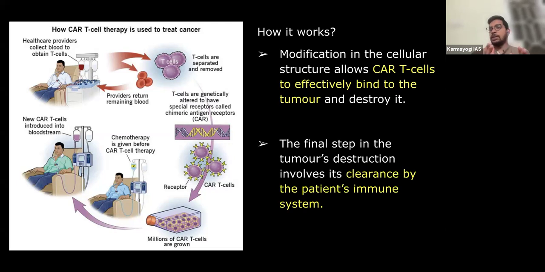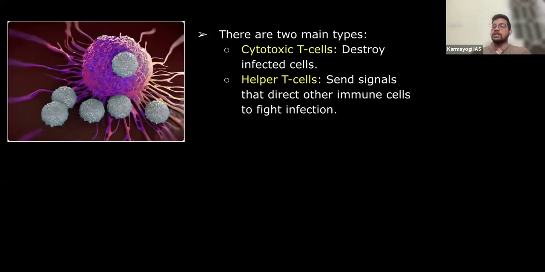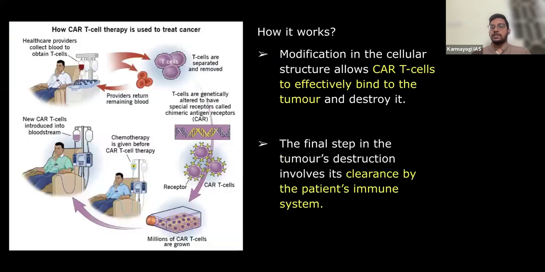So we have seen the blood, and different types of cells, RBC and WBC, in our body. RBC is the one which works to transfer oxygen to different parts of the body. And in WBC we have different types of cells, and within that we have T cells. Within T cells, we have two classifications: cytotoxic T cells, which directly destroy, and helper T cells, which send signals to the cells to fight against the infection, right?